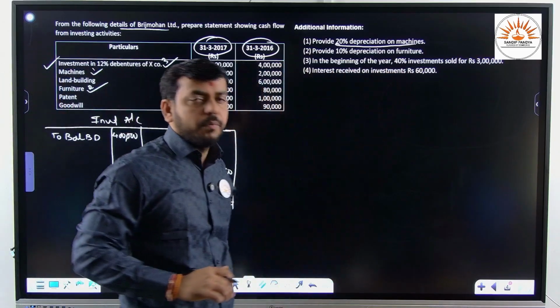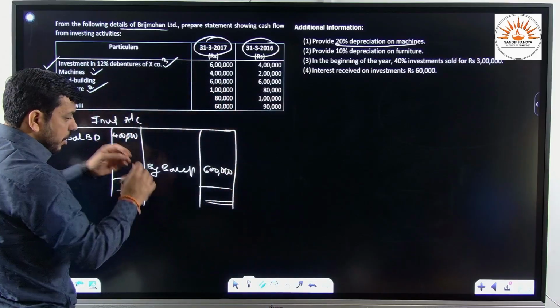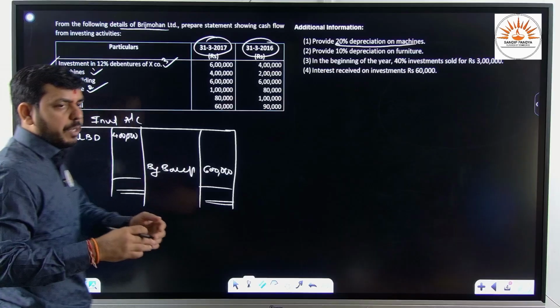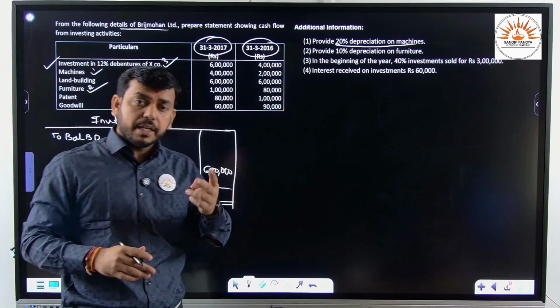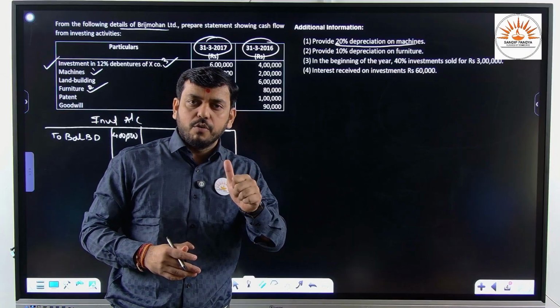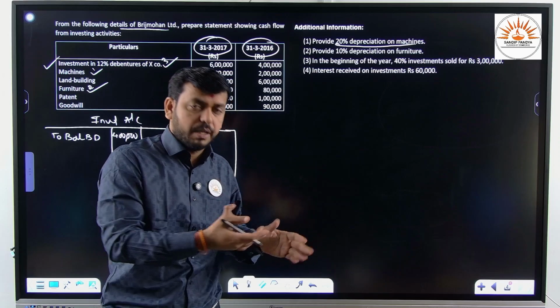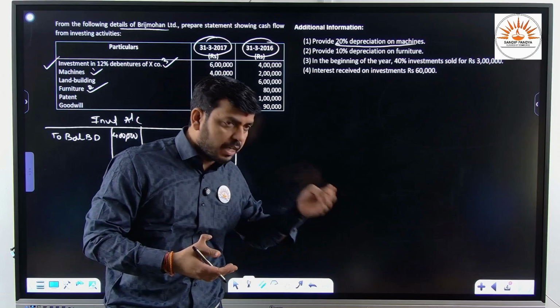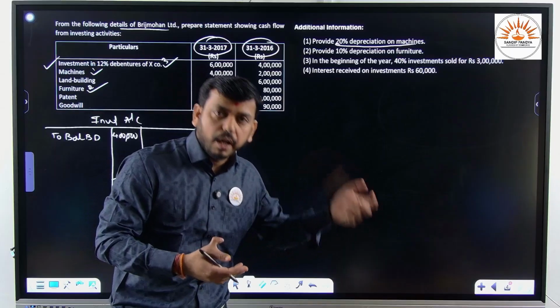the year 40% of investment are sold. So this indicates that in the beginning of the year we have an investment of only 4 lakhs, but at the end it becomes 6 lakhs. So our value of investment increased by 2 lakhs. So do these 2 lakhs indicate inflow or outflow? Obviously outflow, because in order to make an additional investment, we need to pay more value. So cash goes out.